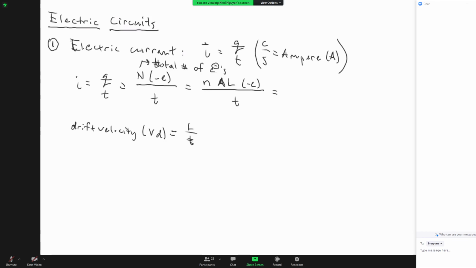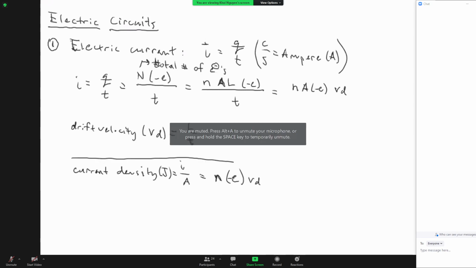So we can rewrite current as the molar amount of electrons times the cross-sectional area times the negative elementary charge times drift velocity, v subscript d. And last but not least, we can also write it as what we call current density, which is usually denoted as some capital letter J. It's current divided by its cross-sectional area. So it's simply n, the molar amount of electrons, times the negative elementary charge times drift velocity.